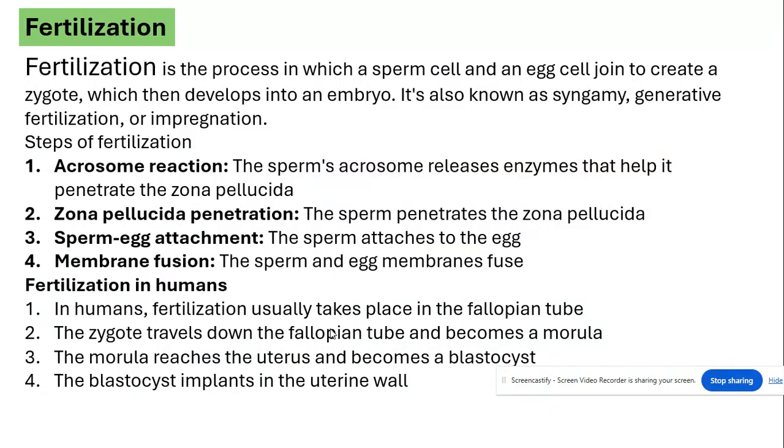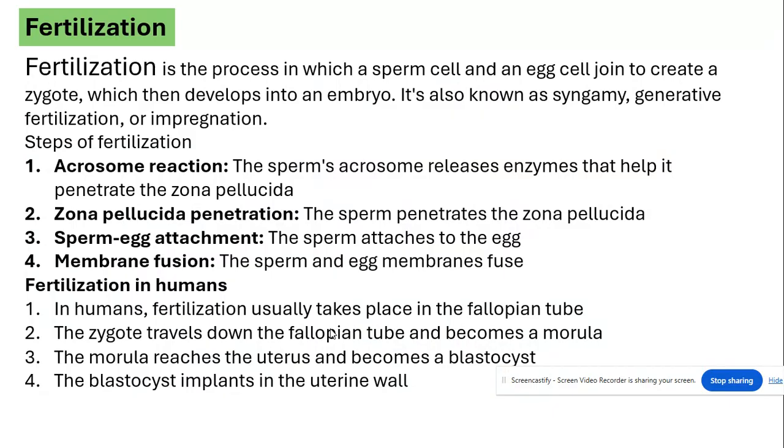The sperm attaches to the egg. Then membrane fusion: the sperm and egg membranes fuse. So first, acrosomal reaction, there was a reaction. Second, there was penetration. Third, there was an attachment. And then we had membrane fusion. To fuse something, you have to attach something. You have to connect something. So that's what happened.